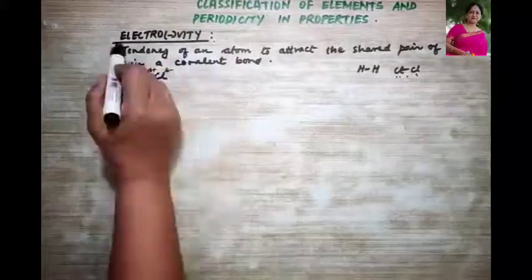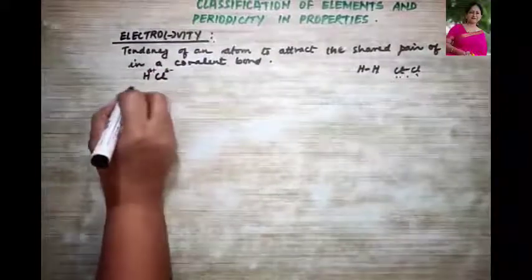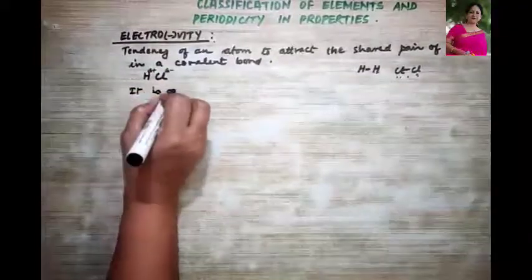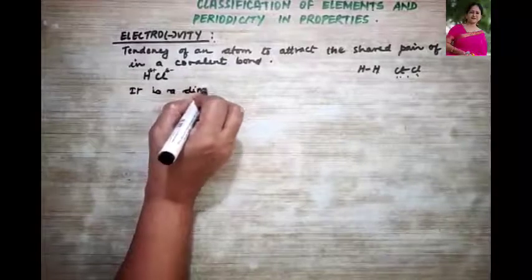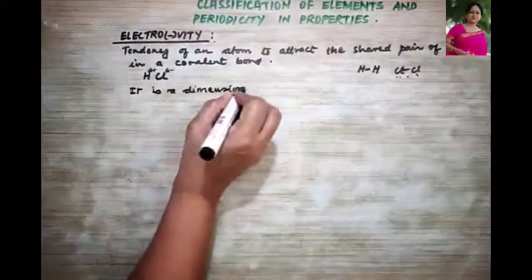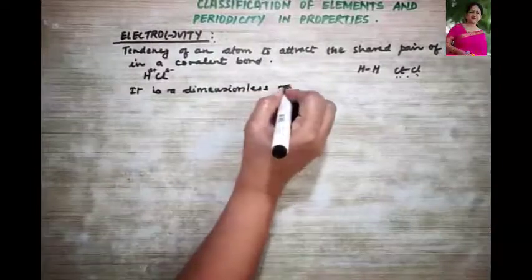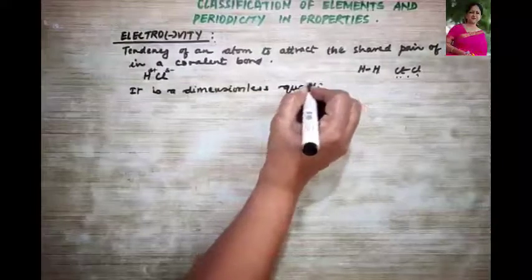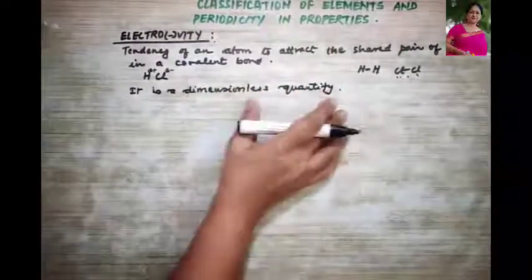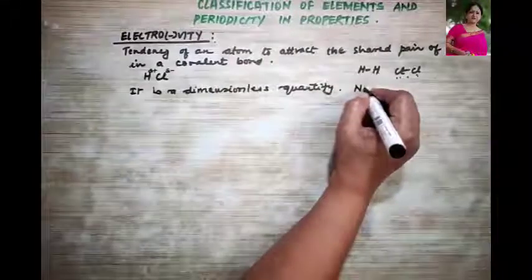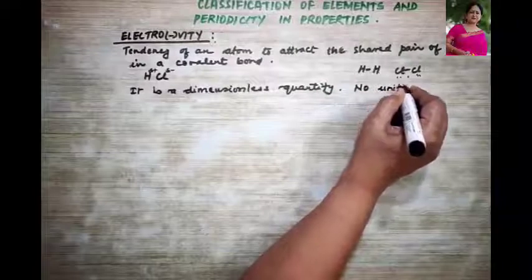So what is electronegativity? It is a dimensionless quantity. Your electronegativity is a dimensionless quantity and it has no units.